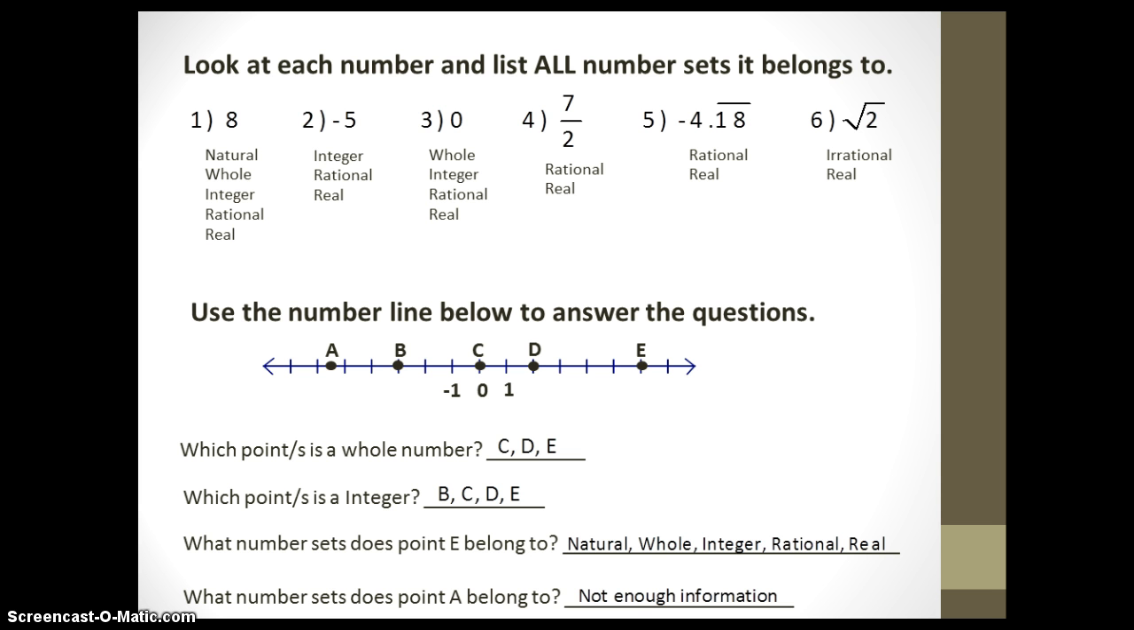Which set does point E belong to? Well, E would be a natural number, a whole number, an integer, a rational, and a real. What number set does point A belong to? Well, we would probably assume, if you said rational, it looks like it could probably be a fraction. But we don't have enough information to really make that decision.